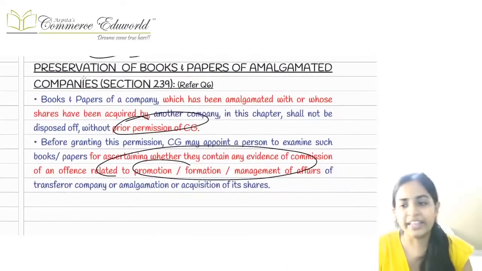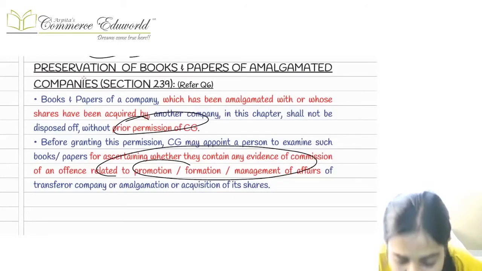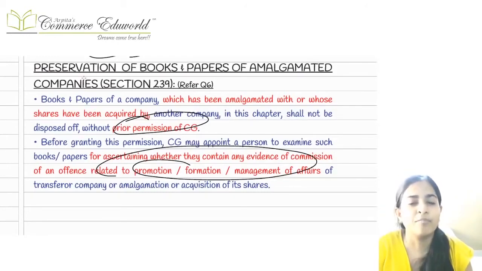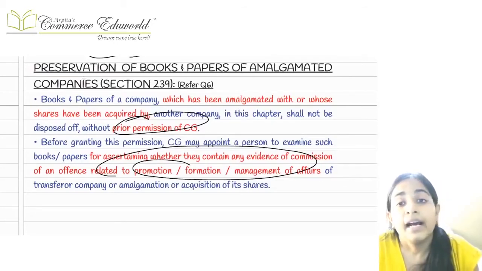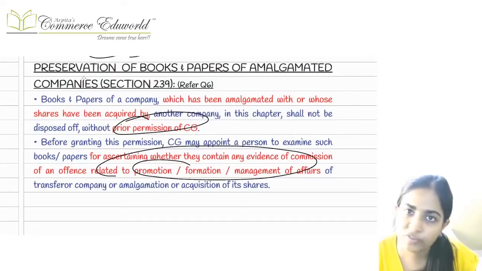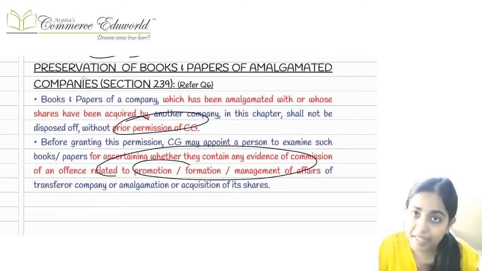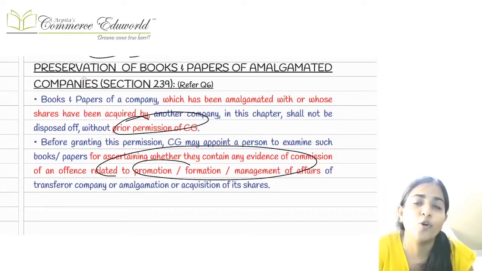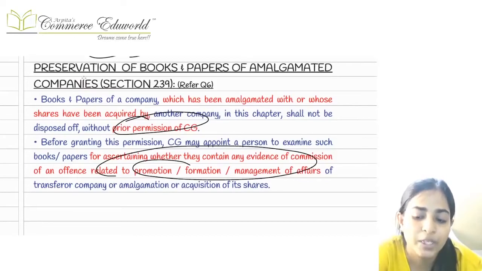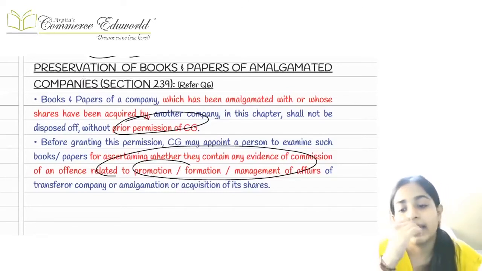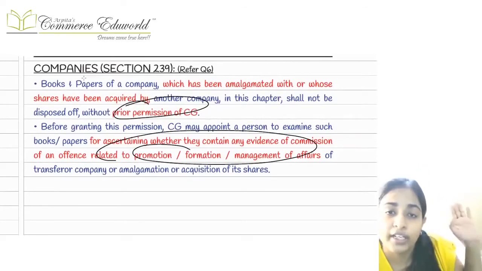After that, section number 239 says that whenever a company which was a selling company in case of merger or amalgamation has been taken over, it leads to dissolution of the selling company. But what about the books of accounts, etc.? So they are telling that the books of accounts can be disposed of, no issues in that, but that can be disposed of only after taking the prior approval of the central government. Once the central government allows you to dispose of, then only you can do it, and the central government can appoint any person to do the inspection of the books of accounts to check whether any fraud etc. was done earlier.